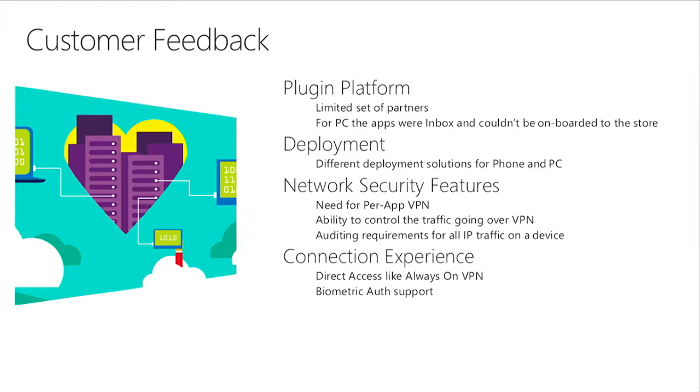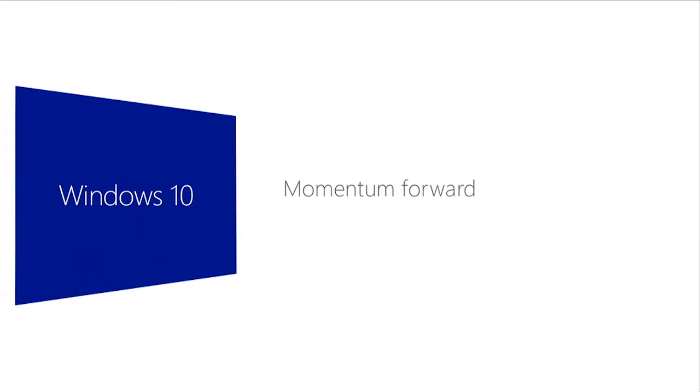We also lacked some of the modern network security features like per-app VPN, the ability to control the traffic going over the VPN, and auditing the traffic. Finally, there were also some missing features around the connection experience, like the always-on experience or the biometric auth support. With Windows 10, we are moving this story forward. We're really moving the needle on how we want to present remote access as a solution moving forward.